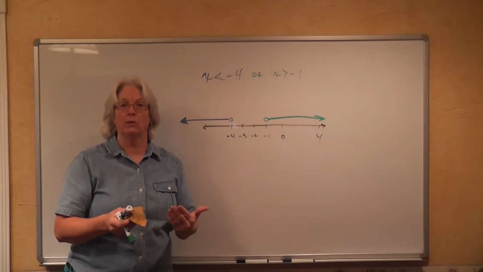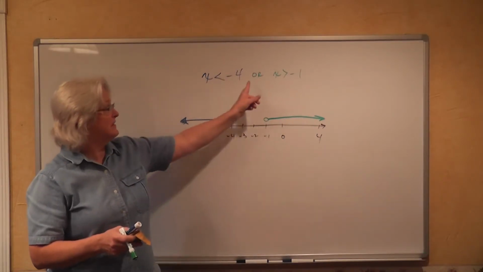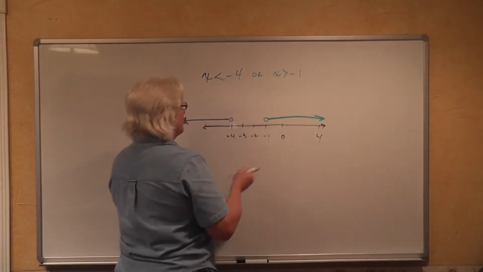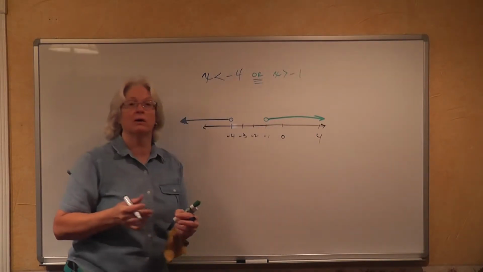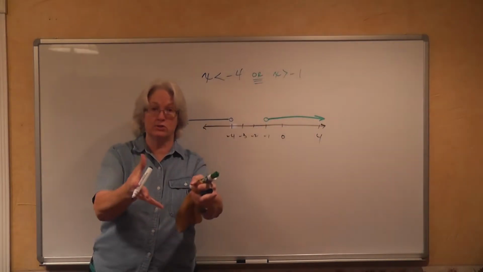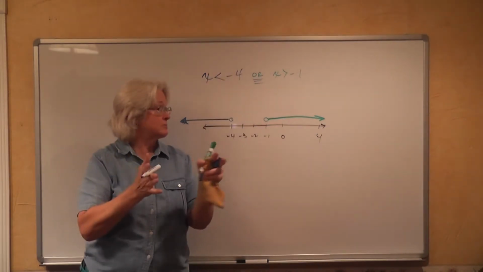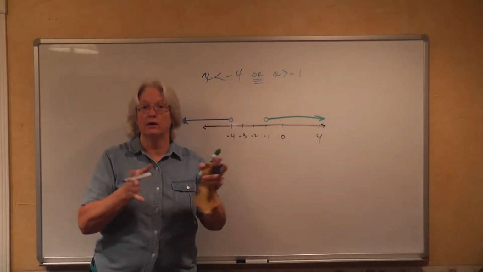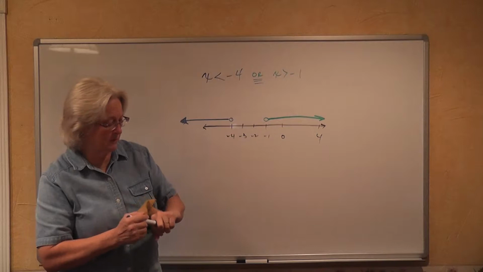Now, how are we going to solve this? What are we looking for? This is a disjunction. The fact that we have "or" here tells us that we are talking about the union of these two different solution sets. And as long as one of these conditions is met, it's true. So let's pick some test points here.